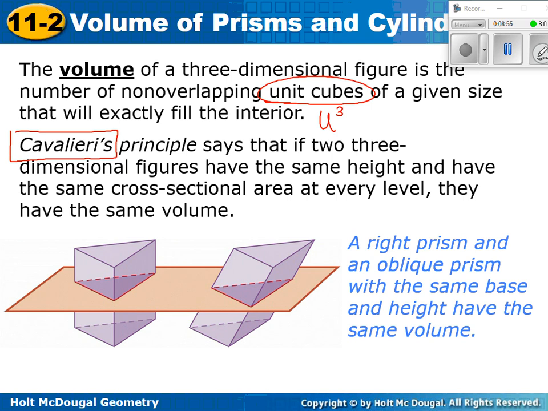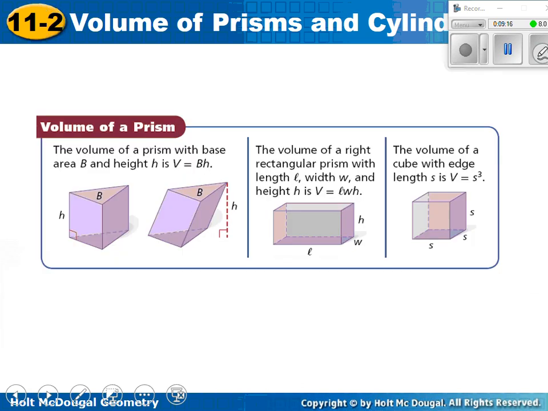If two three-dimensional figures have the same height and the same cross-sectional area at every level, 2 inches, 3 inches, 4 inches, 5 inches, anywhere you cut it, the area of that shape is the same as the area of this shape, then they will have the same volume. And the reason for that is because of the formula for volume. The formula for volume is just area of the base times the height.